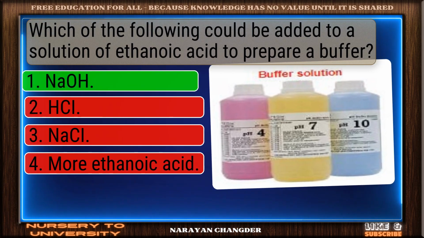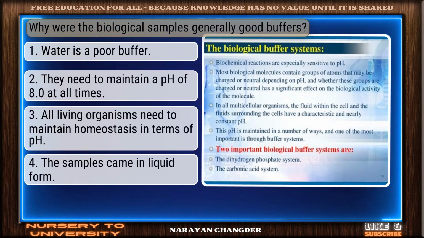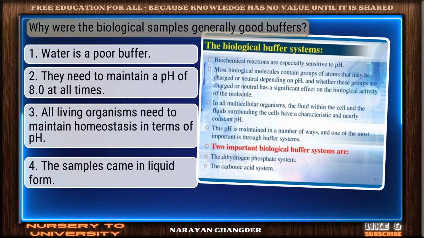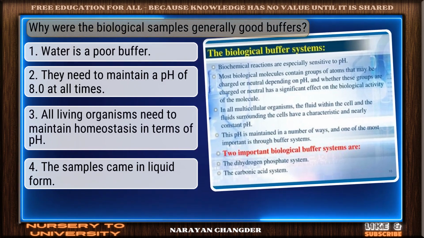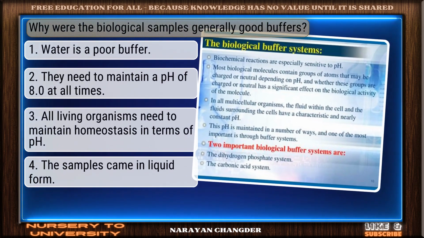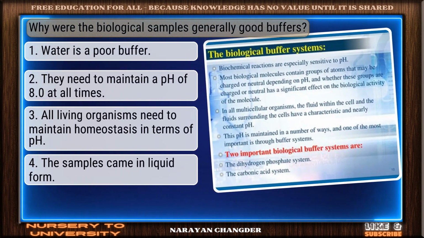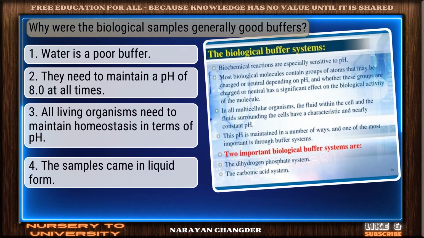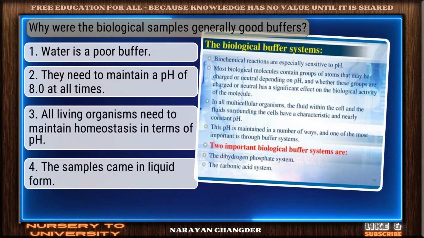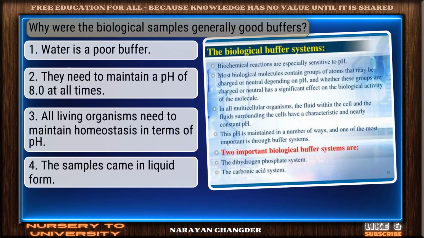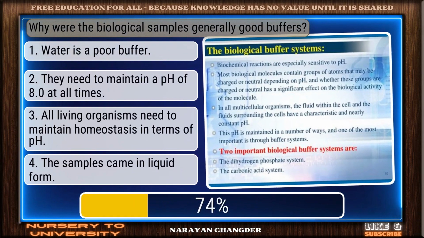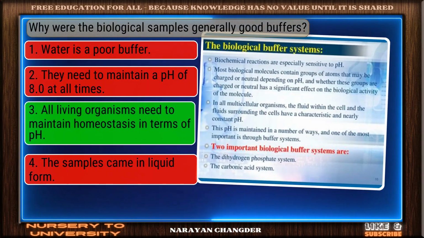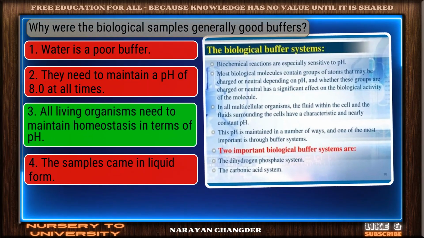That's it. Why are biological samples generally good buffers? Option 1, water is a poor buffer. Option 2, they need to maintain a pH of 8.0 at all times. Option 3, all living organisms need to maintain homeostasis in terms of pH. Option 4, the samples came in liquid form. Spot on, all living organisms need to maintain homeostasis in terms of pH.